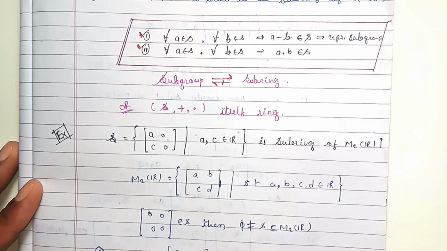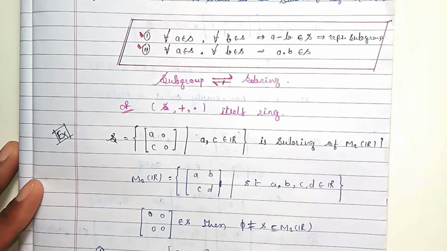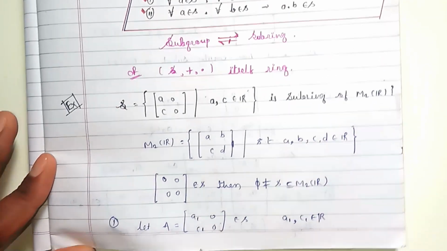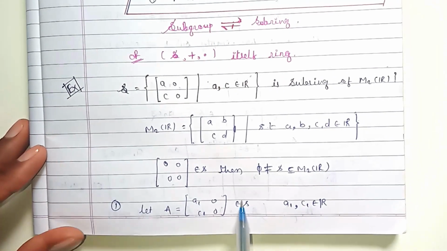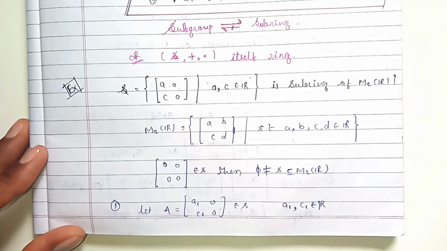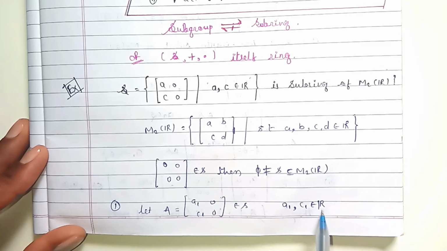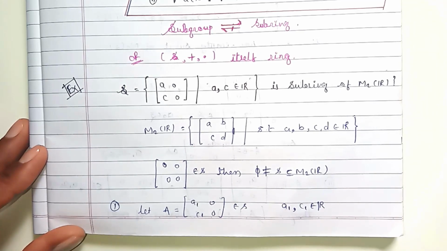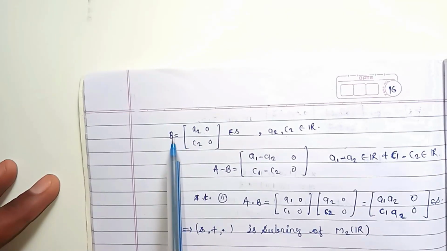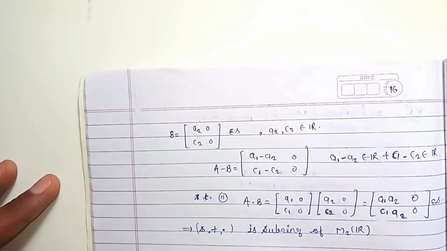Now let's figure out the two properties: a minus b goes to the subring, and a times b also goes to the subring. First I consider A as the matrix with a1, c1 in the first row and 0, 0 in the second, which is from S, and consider B as the matrix with a2, c2 in the first row and 0, 0 in the second, also from S. Here a1, c1 are from the ring, and a2, c2 are also taken from the ring. So we can see A minus B.